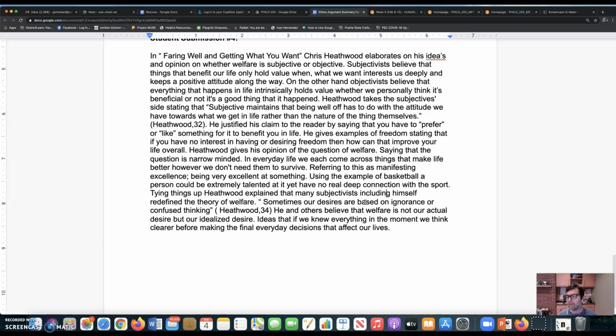So he does not go that route. He finds another way of explaining why subjectivism is not threatened by this example of the cherry pie. Right? His point is, look, from Heathwood's point of view, my welfare is determined in relation to my actual desires and the satisfaction of my actual desires, not my idealized desires, because he thinks that comes closer to the spirit of subjectivism.